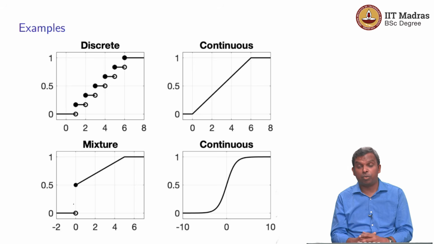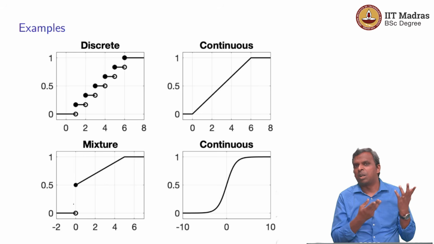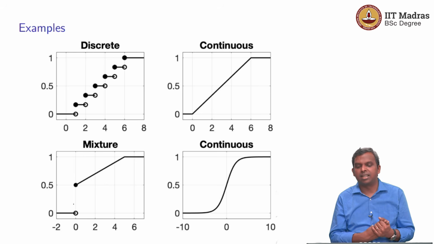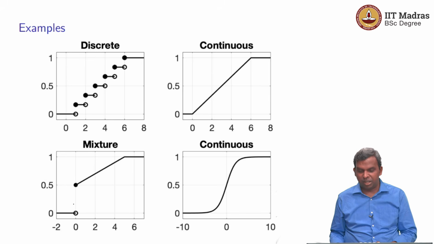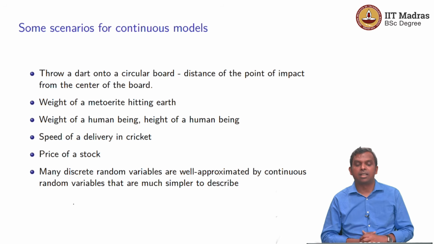Seeing a picture of a PDF or a CDF, identify whether it represents a discrete random variable, a continuous random variable, or a mixture, which is neither discrete nor continuous. Hopefully this gives you some idea of how these random variables with a general CDF may look. So where would you use continuous models?